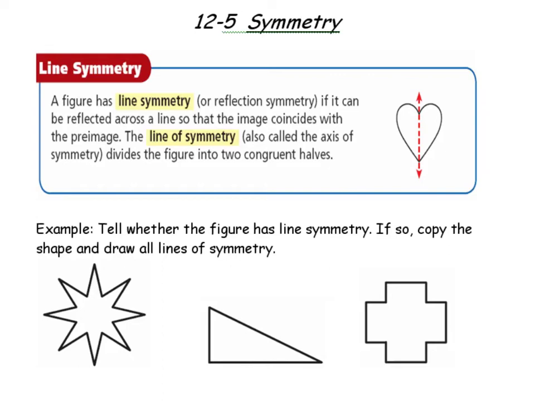All right, here we go. 12B, we are at the end. This is it, you guys. The light's at the end of the tunnel. Let's charge towards it, all right? 12.5 is all about symmetry, all right?